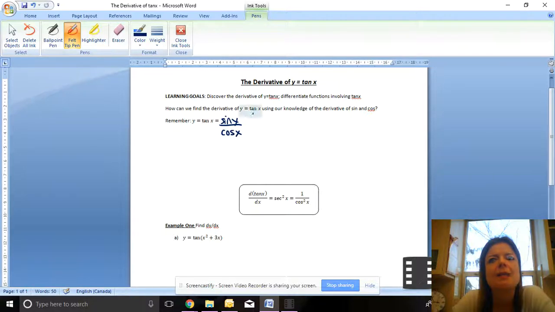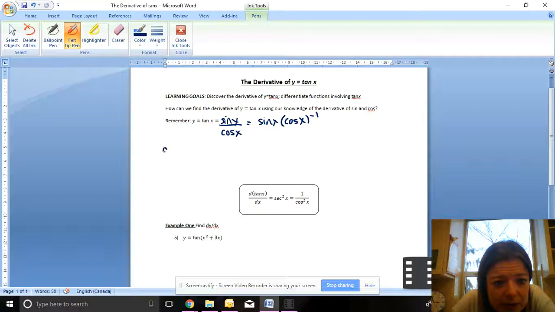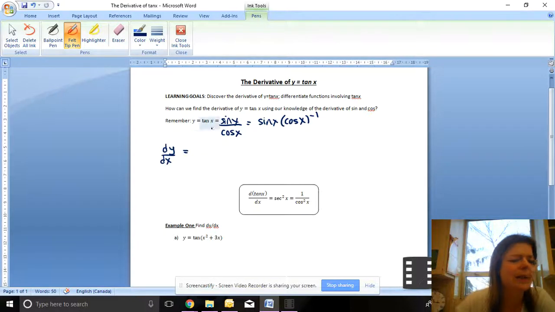We learned that. Again, that's because of Pythagorean theorem, actually. So we can actually rewrite this as sine x and then cos x to the -1. So we're going to develop this derivative using this knowledge. So we're going to treat this like a quotient rule.